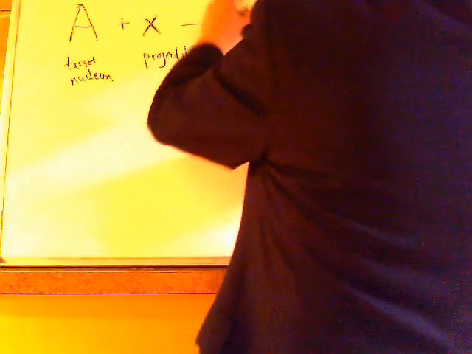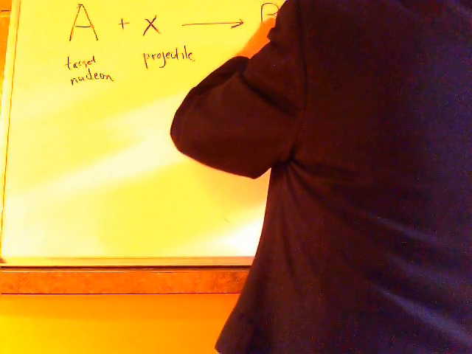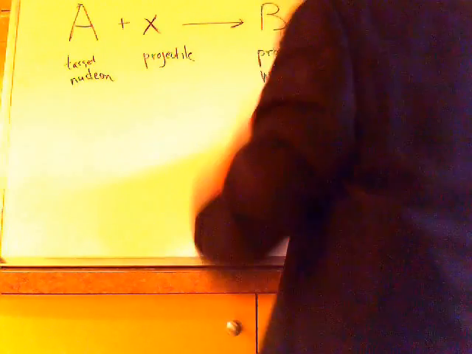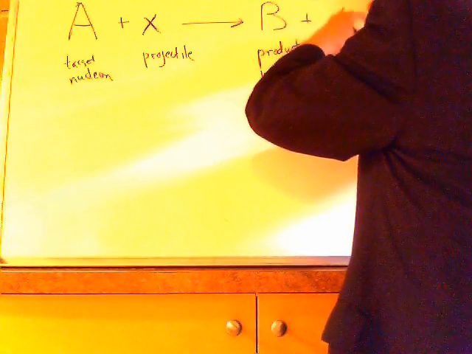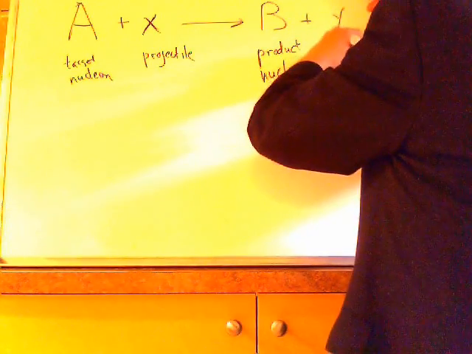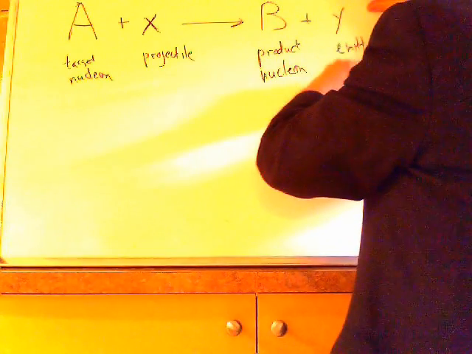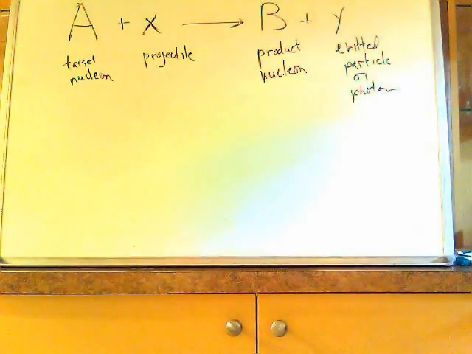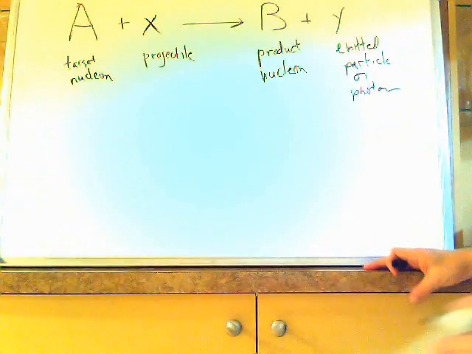And that's going to give rise to some product. So this will be our product nucleus. And then there's going to be an emitted particle. Not all the time, but most of the time, there'll be an emitted particle or a photon. So this is the general form of what we call X(a,b)Y type nuclear reactions. So we've got a projectile and an emitted particle.